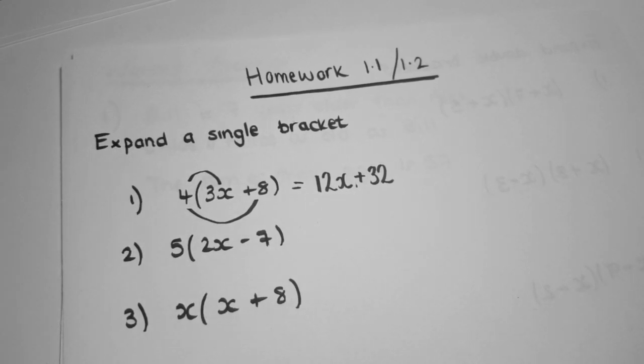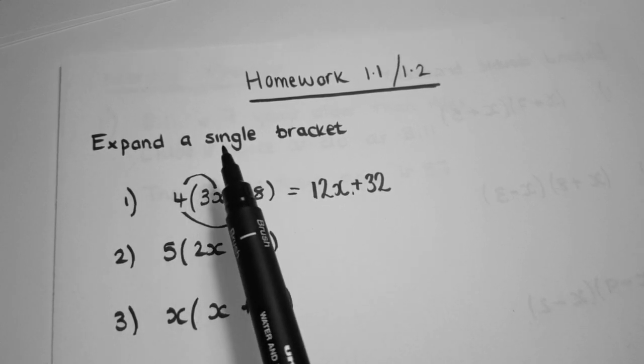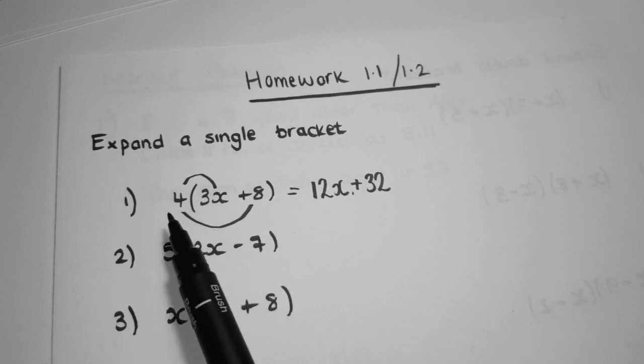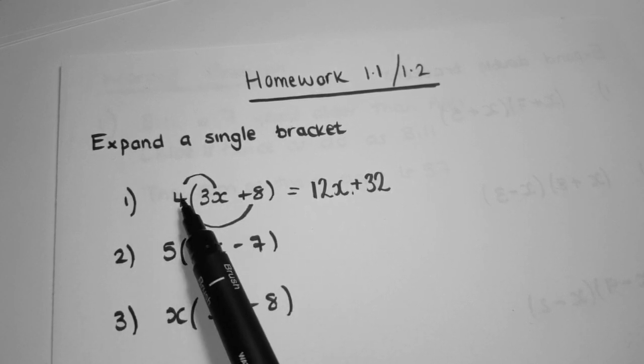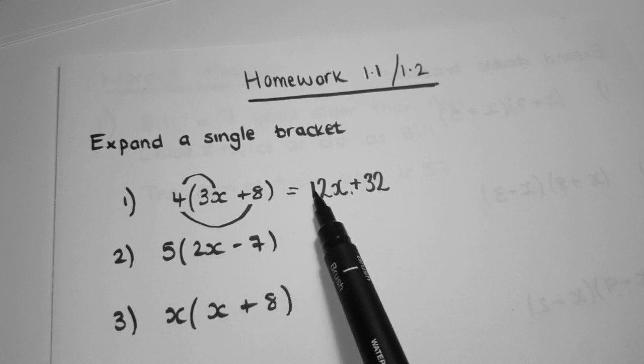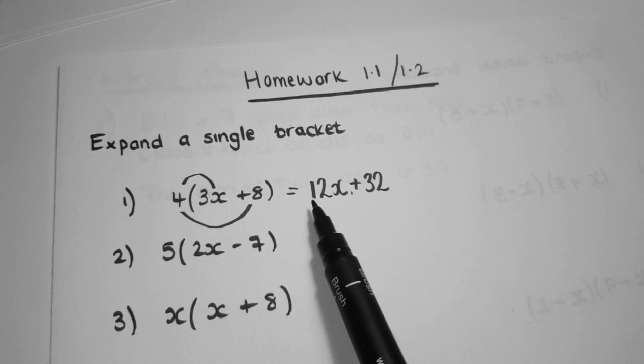Right, okay guys, so we're going to do some revision for the first two tasks on the homework, so that's 1.1 and 1.2. We're going to do expanding a single bracket. Now I wrote the first one in. All you do is you multiply everything inside the bracket by the number on the outside. So 4 multiplied by 3x gave us 12x, and 4 multiplied by 8 gave us 32, so it was 12x plus 32.